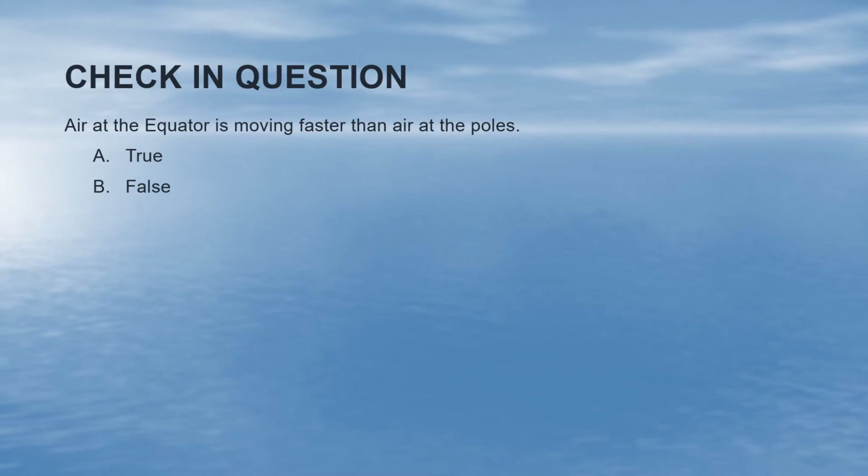Okay, this one is true. So remember the picture of the Earth with the people on Earth, and it was showing at the equator, that person is moving much faster due to the spinning of Earth than someone at the poles.